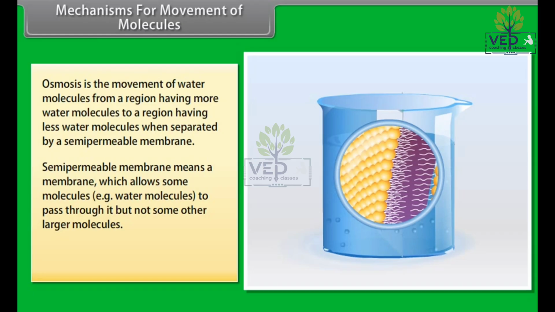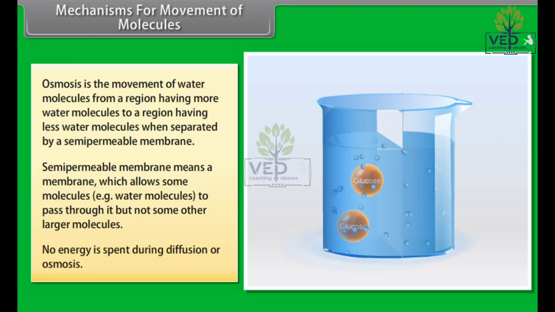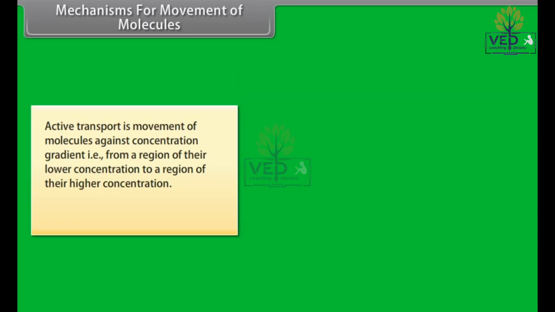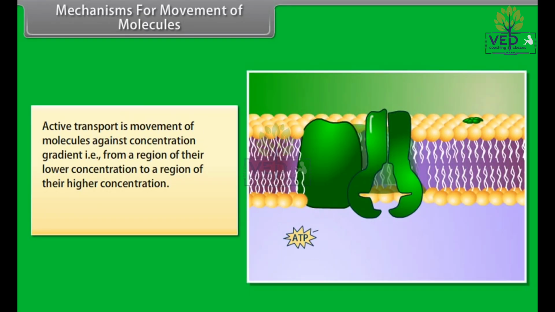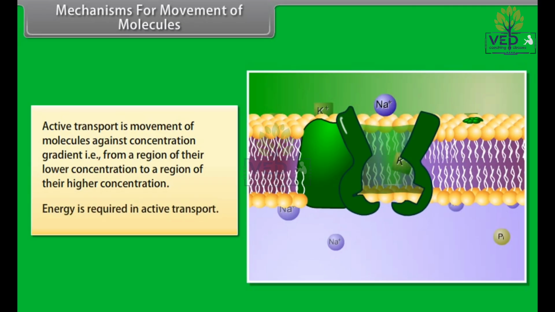Semi-permeable membrane means a membrane which allows some molecules, that is, water molecules, to pass through it, but not some other larger molecules. No energy is spent during diffusion or osmosis. Active transport is movement of molecules against concentration gradient, that is, from a region of their lower concentration to a region of their higher concentration. Energy is required in active transport.